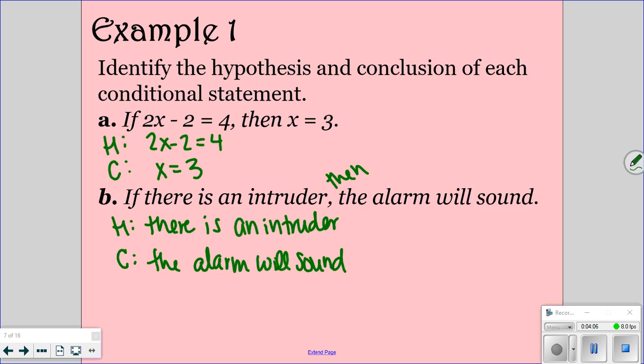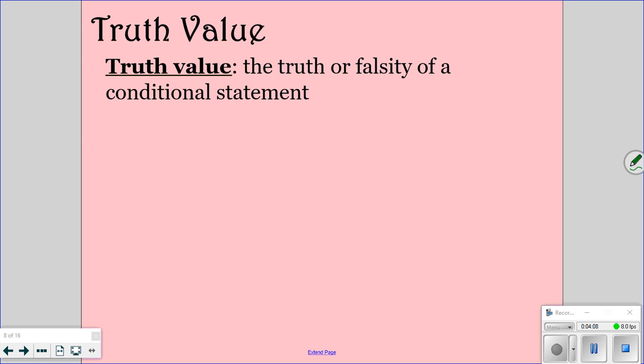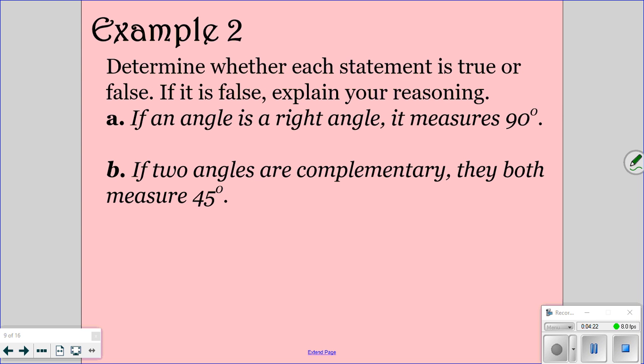It's not terribly difficult. So now we're going to talk about truth value. Truth value is the truth or falsity of your conditional statement. So is it true or is it false? We want to determine whether the statement is true or false, and if it's false, you want to explain why. On the first one, if an angle is a right angle, then it measures 90 degrees. Is that true or false? It is true. All right angles measure 90 degrees.